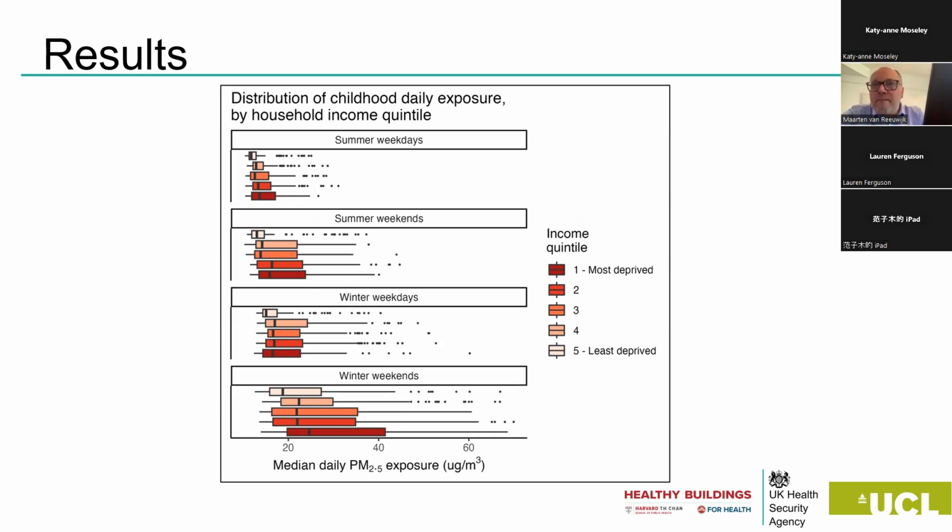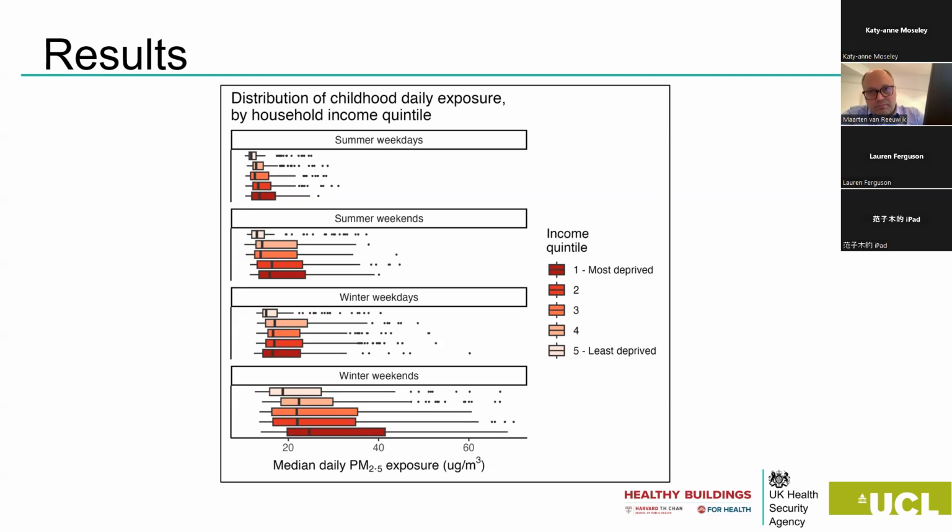So this one, in the winter weekdays, the results were quite biased by the time activity data. I didn't talk about this too much, but it is in the paper. The time activity data was linked with the indoor microenvironment concentration by income. So we disaggregated the time activity data by household income quintile and age. So they were quite specific activity profiles for each household.